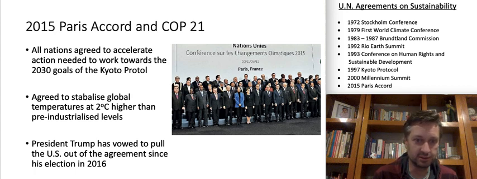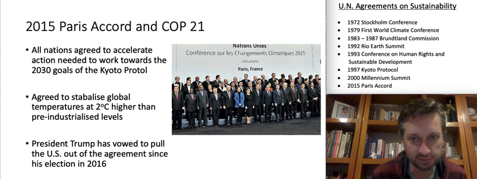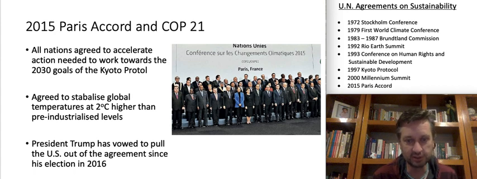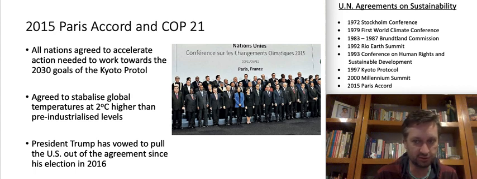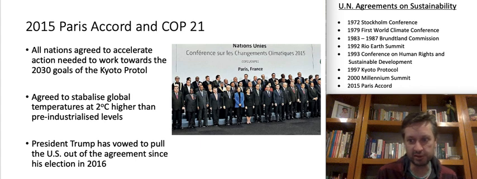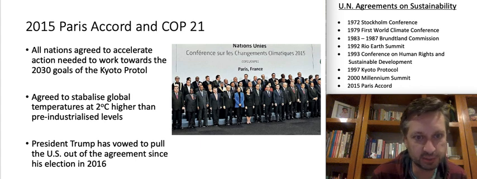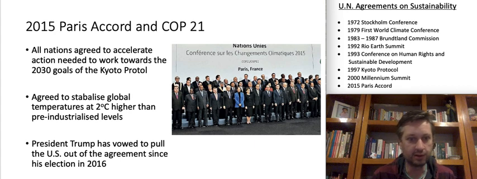But since then, when President Trump came to power in 2016, he's vowed ever since to pull the United States out of the Paris Agreement. Similarly to George Bush Jr., who saw it as an unfair imposition on US industry and the United States taxpayer, at the expense of other countries like China, who were still able to develop their economies.